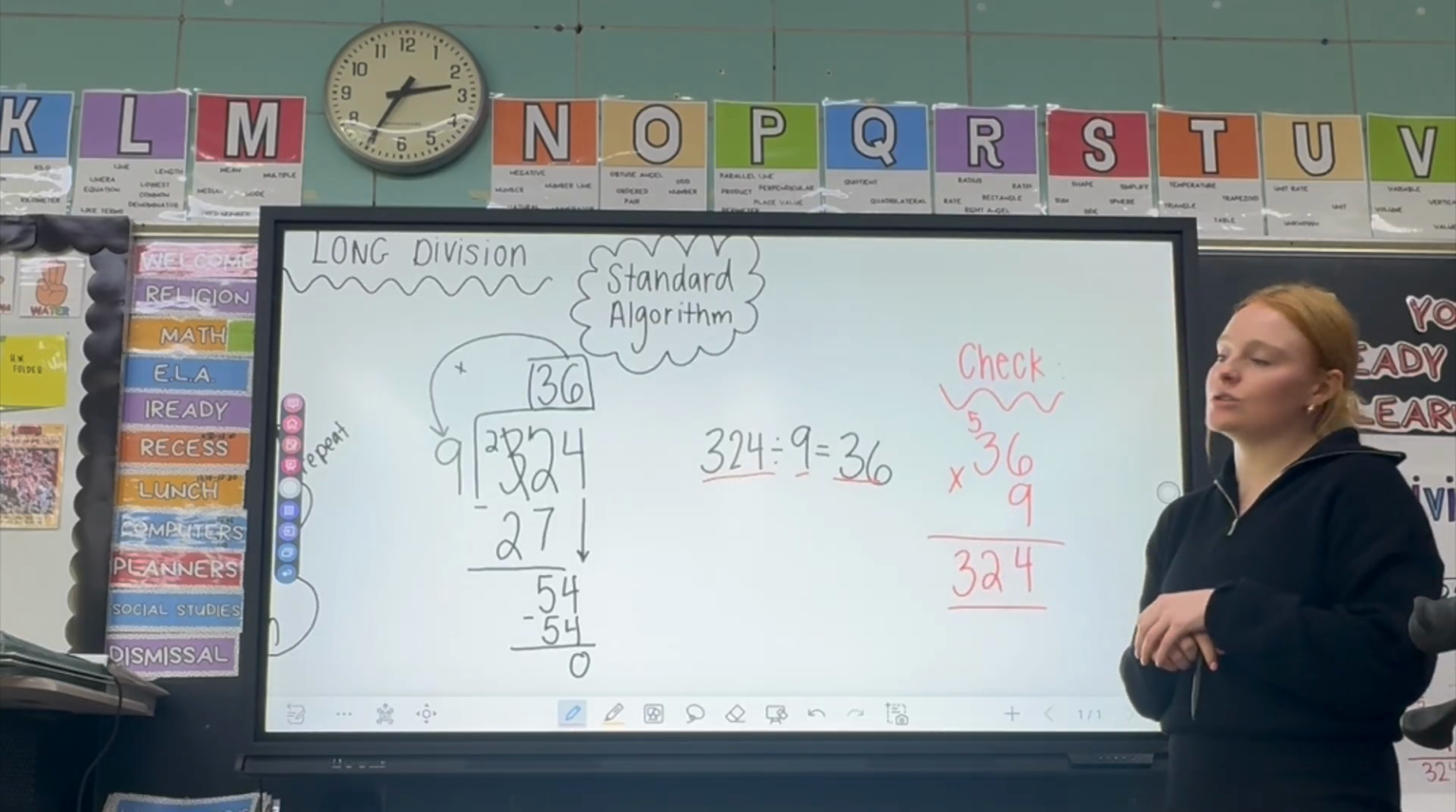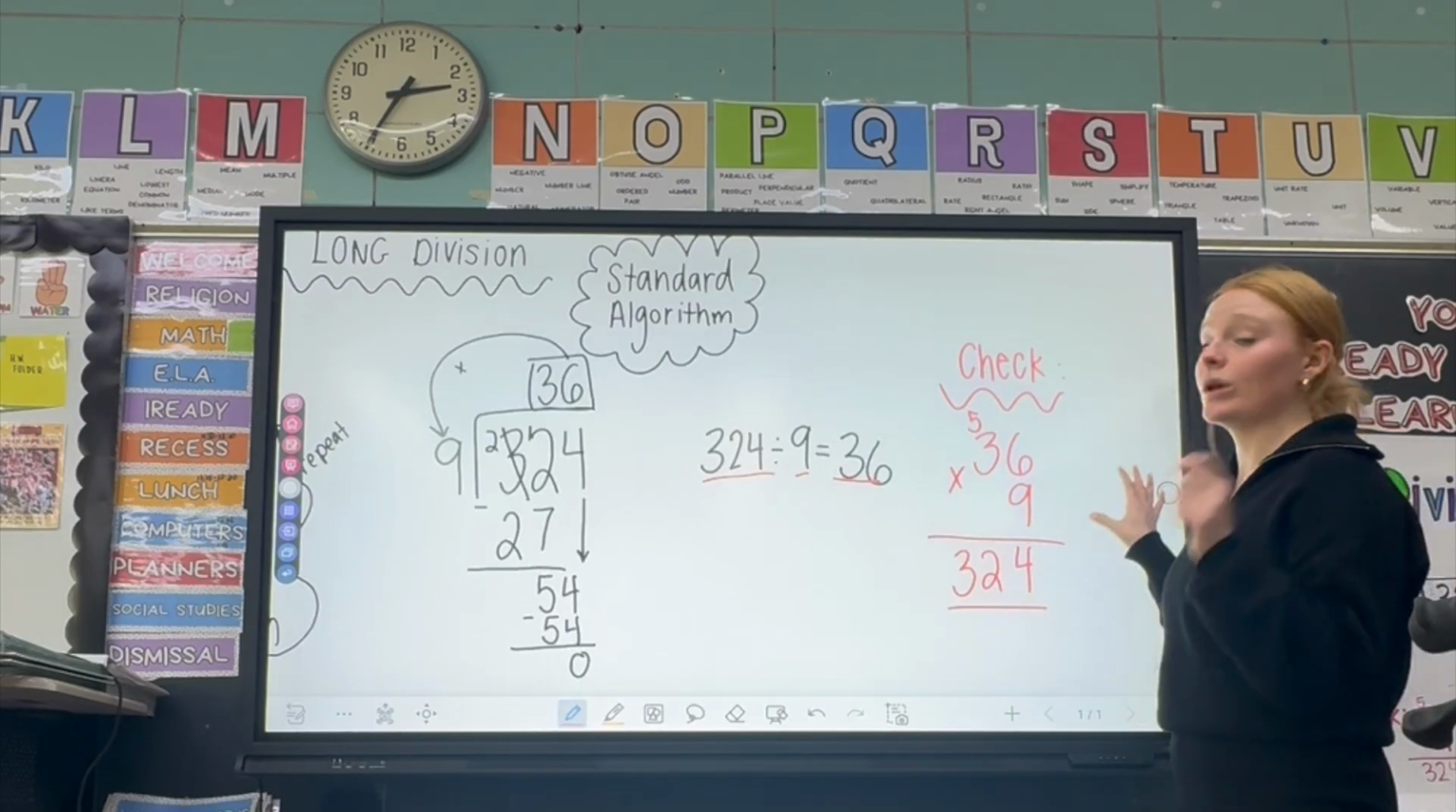And we just learned how to use the long division standard algorithm with no remainder in order to divide.